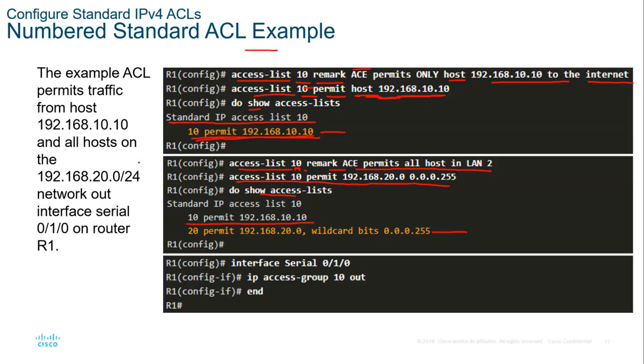Then after creating those two, creating the access control list, it's time to attach it on a specific interface. So you call an interface, which is this, then IP access group, then it was numbered, as you can see, we have IDs, so it's 10, then out.